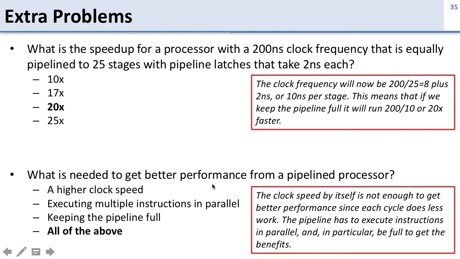For getting best performance from a pipeline processor, we need all of these. So if we execute a higher clock speed, that doesn't help because we chop up the instructions, but we need to do that to start with. We need to do multiple instructions in parallel. That's how chopping them up and going faster gets us more work. And if we don't keep the pipeline full, then we're throwing out the performance. So we need to do all of these things to get the best performance from a pipeline processor.